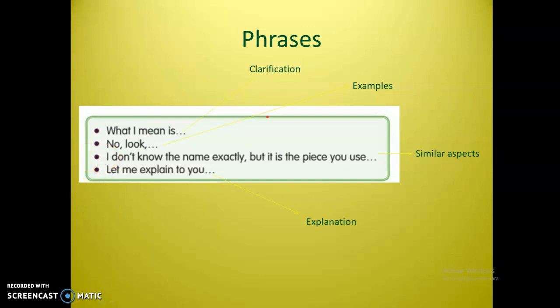The next, "I don't know the name exactly, but it is the piece you use." This is similar to the second. You can use similar aspects, or you can also use examples to explain what you are trying to say or what you're trying to ask.